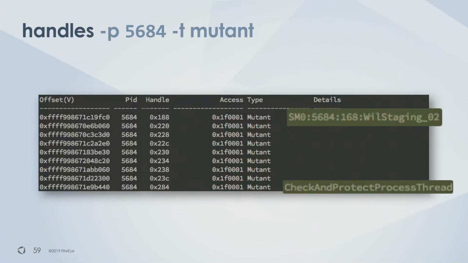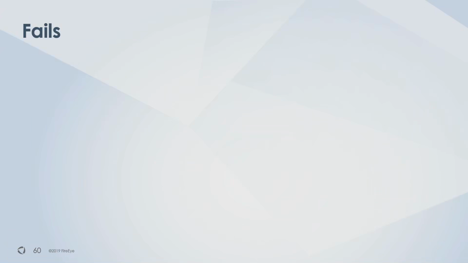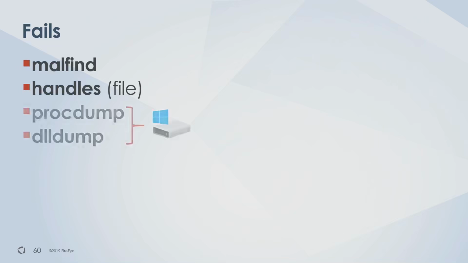I see Stage 2, check and protect process thread, and that's not so bad. Unfortunately, that's where my luck ended. Malfind couldn't work. I couldn't actually get any file handles. Procdump and DLL dump didn't work. But to Volatility's credit, these were subsection PTEs, and they actually corresponded to files on disk. So if I had access to that, I would have been able to carve them out. And then finally, BadDump didn't work either.